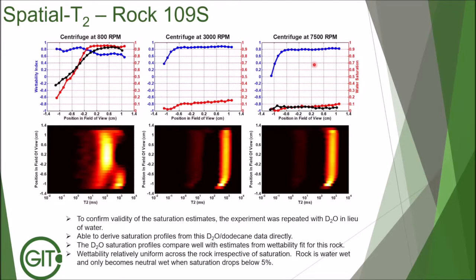To confirm the validity of our measurements, a second set of experiments was completed where water was replaced with D2O. This allowed the saturation profiles for each centrifuge speed to be measured independently, as D2O's NMR signal is invisible. It should also be noted that because D2O is denser than water, the centrifuge speeds were reduced to match the capillary pressures employed with water. The saturation profiles measured via D2O, shown in black for 800 and 7500 RPM, agree well with the predicted saturation profiles.